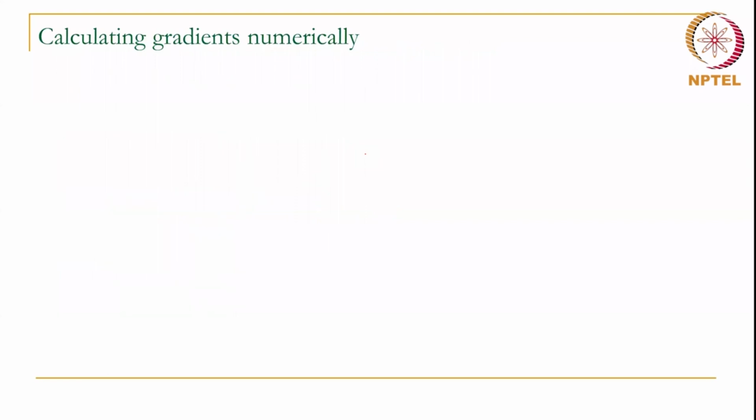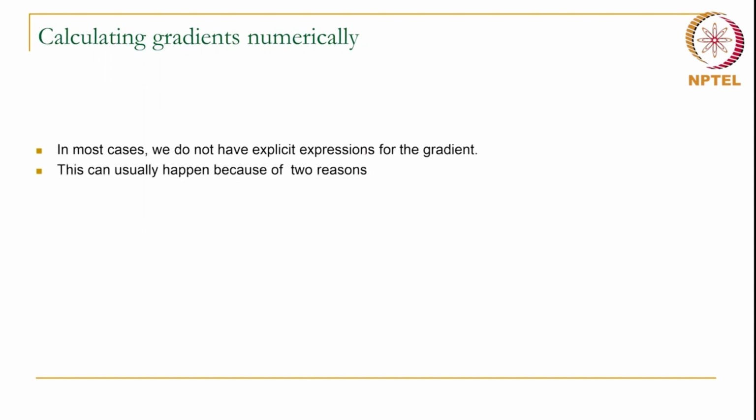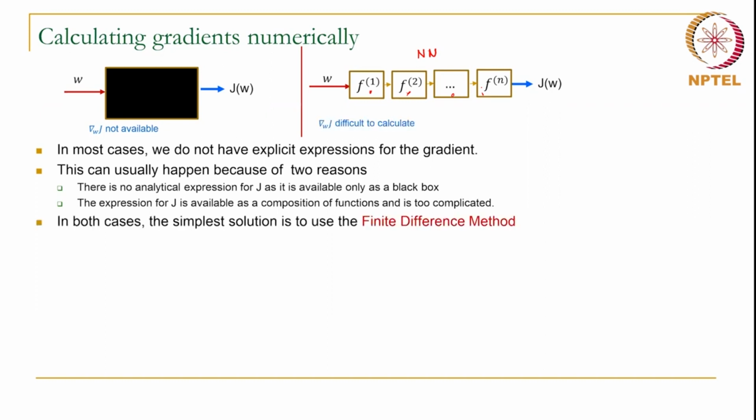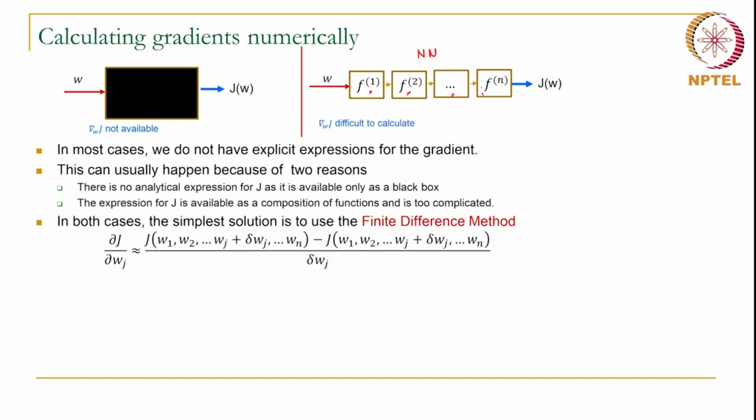The problem is that analytically, since our process is really complicated, we don't have explicit expressions. So if you have a neural network, let's say this is the first layer, second layer, third layer, and so on and so forth, the final expression for J and Y hat is very complicated, and we can use either the finite difference method, which I talked about the last time.